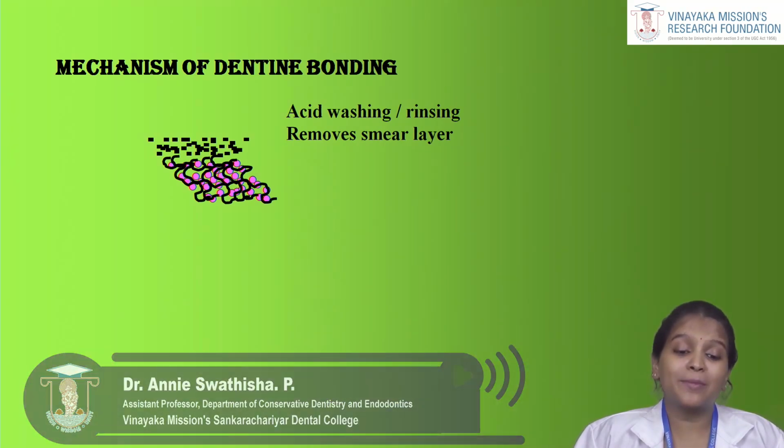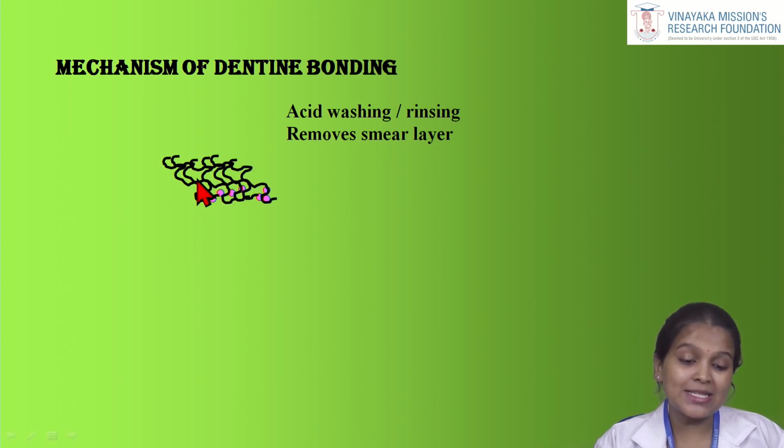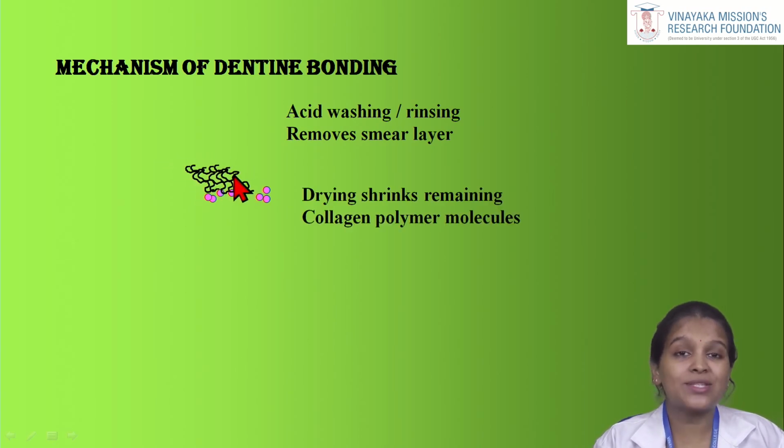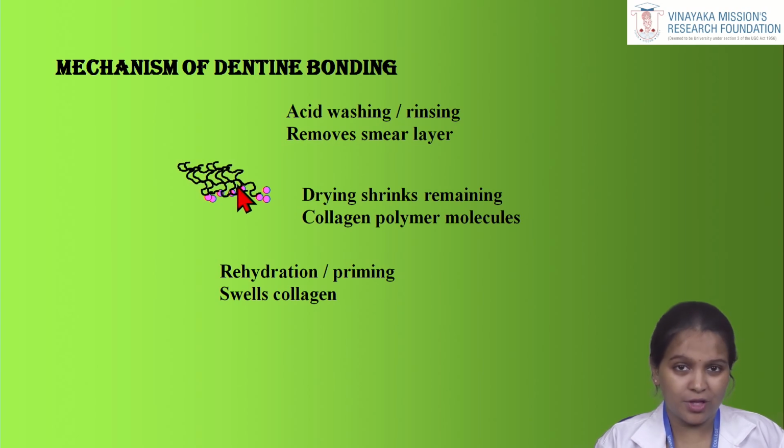So let us see how the mechanism of bonding takes place in dentin. Initially the acid conditioning removes the smear layer, and apart from that it also removes the hydroxyapatite crystals present around the collagen fibrils. Once the conditioning is done, we rinse and dry the dentinal surface. Once we rinse, the collagen shrinks and collapses. To avoid this and to cause rehydration of the collagen, we apply the primer, which comes along with the solvent. This primer causes rehydration and swelling of the collagen.